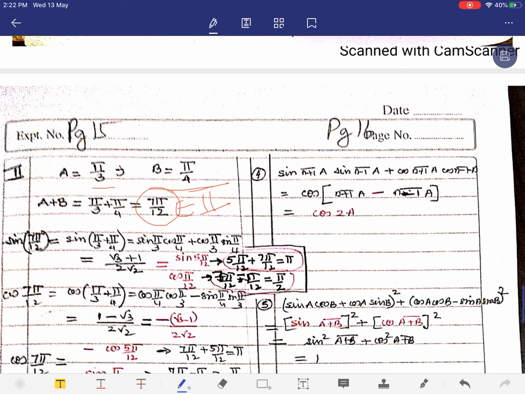To start with, sine of 7 pi on 12, sine of A plus B, is sin A cos B plus cos A sin B. With the respective values, we get root 3 plus 1 upon 2 root 2. Now, cos of 7 pi on 12, cos of A plus B, is cos A cos B minus sin A sin B. Now, cos A is 1 upon root 2, cos B is 1 upon 2, minus sin A, 1 upon root 2, sin B, root 3 upon 2. So, it is 1 minus root 3 upon 2 root 2.